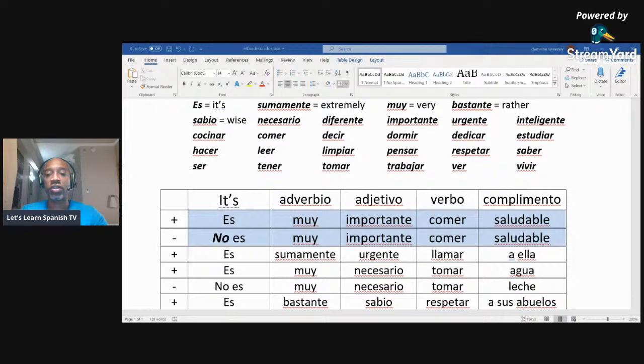Well, you can do it like this. Es muy necesario cocinar comida saludable. You see how we went from a basic to a more advanced structure, a more advanced sentence. Es muy necesario cocinar. Es muy necesario cocinar comida saludable. That's how we do it. So practice. Once you create your sentences like that, practice that.